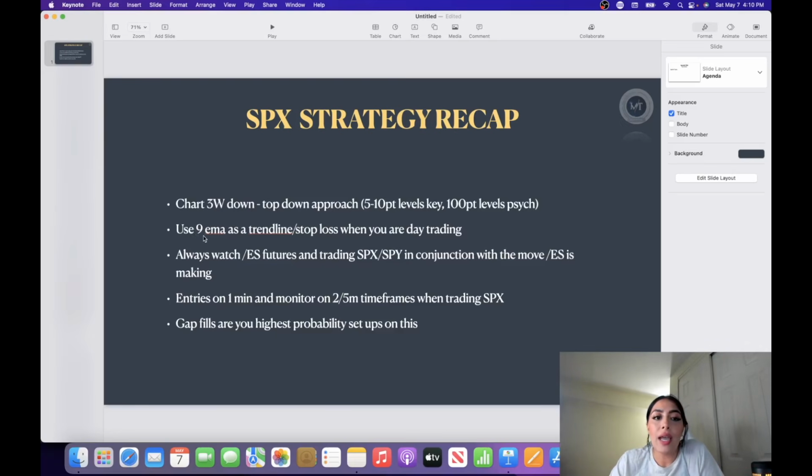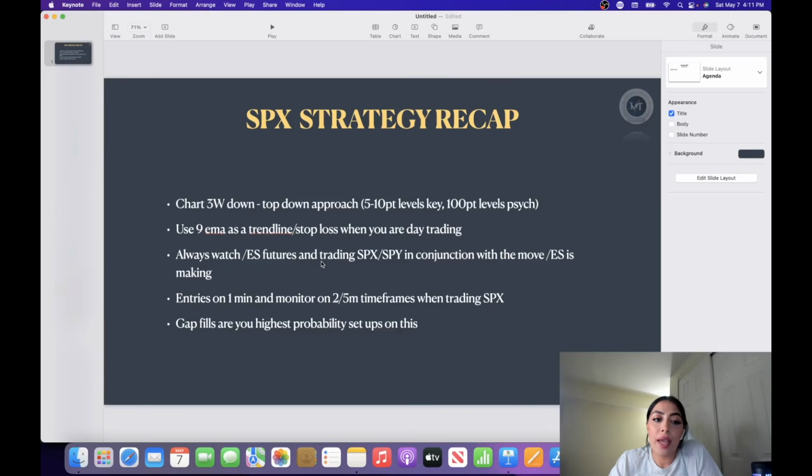You want to use the 9 EMA as a trend line and stop loss when you're day trading SPX. Always, always, always watch ES futures, and when you're trading SPX and SPY, you trade it in conjunction with the move that ES futures is making. Your entries on SPX are going to be the 1 minute, and you want to monitor this on the 2 and 5 minute time frames when you are trading it.